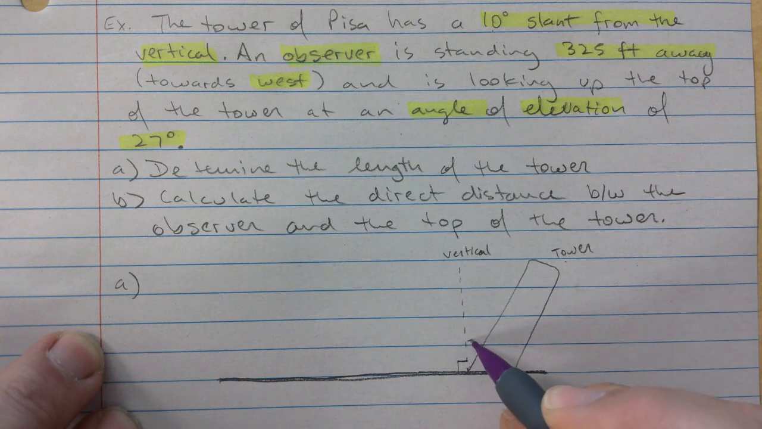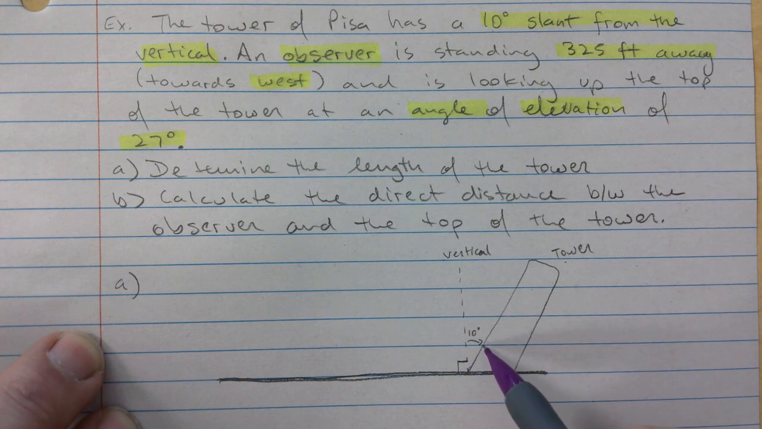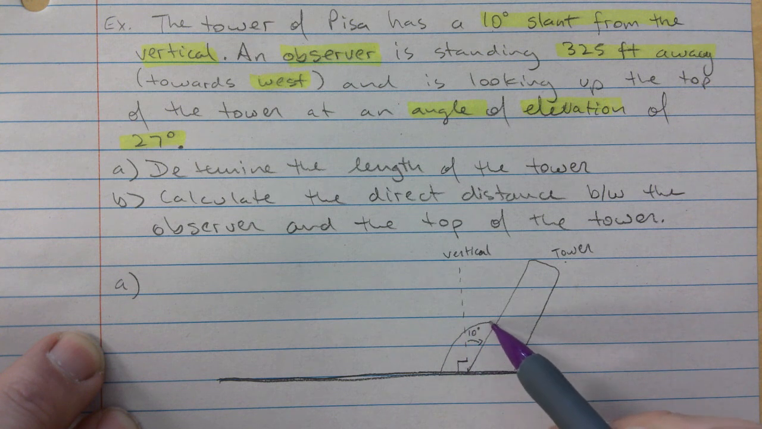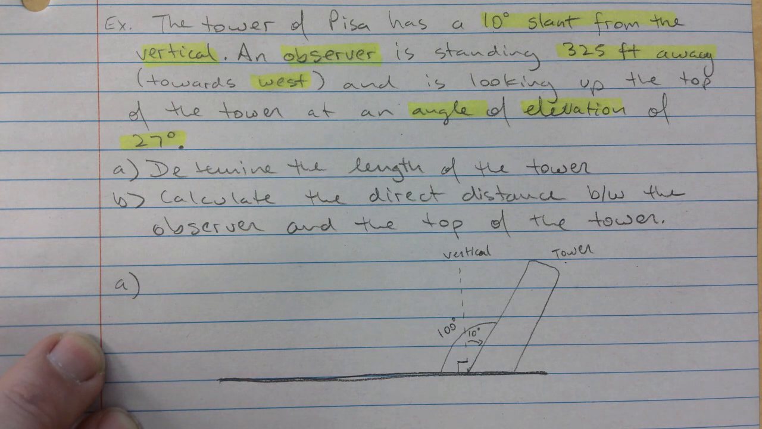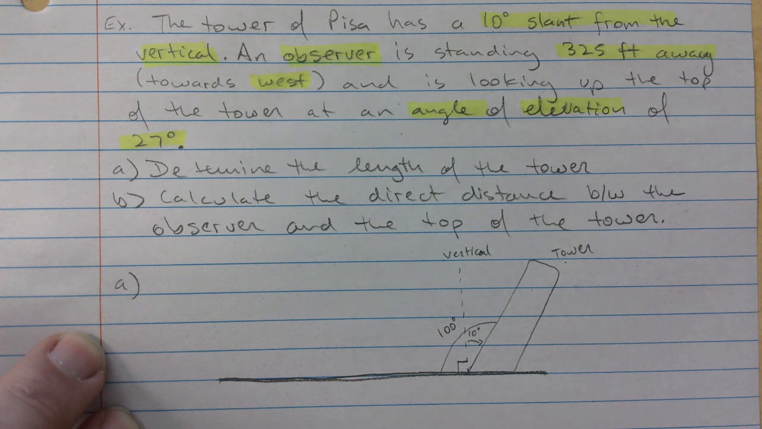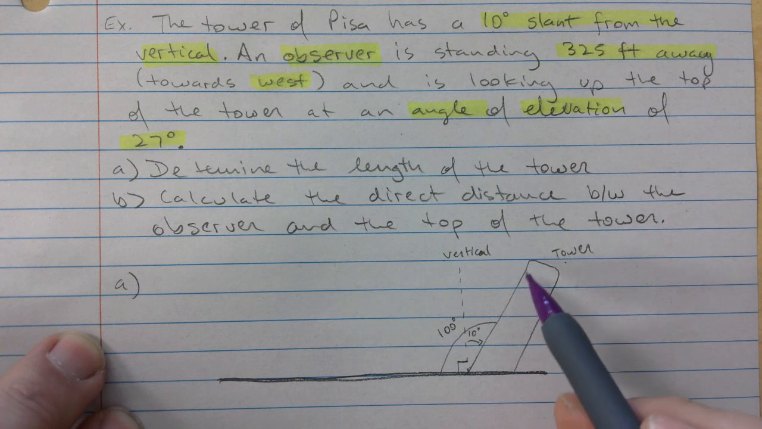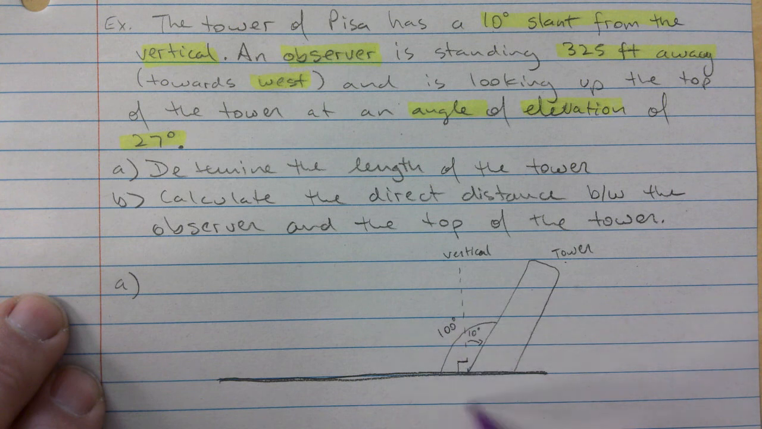So if you're off by 10 degrees from the vertical, then the whole thing must be 100 degrees, right? If you had been off by 5 degrees, then it would have been 95. You're off by 10 degrees, it's 100 in total. Yes, I get it that it's a little vague because it could have been leaning this way, towards the observer. I'll make sure on a test that is clear, okay? For now, I just want you to focus on how the wording translates to your diagram.